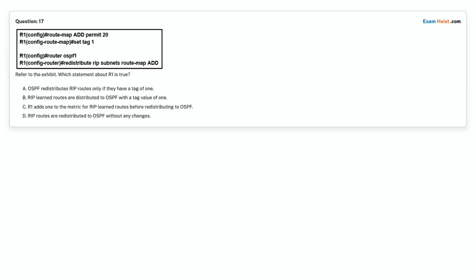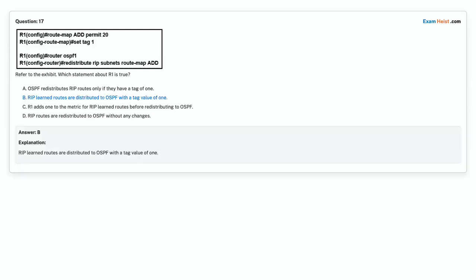Question 17. Refer to the exhibit. Which statement about R1 is true? Option A. OSPF redistributes RIP routes only if they have a tag of 1. Option B. RIP learned routes are distributed to OSPF with a tag value of 1. Option C. R1 adds 1 to the metric for RIP learned routes before redistributing to OSPF. Option D. RIP routes are redistributed to OSPF without any changes.